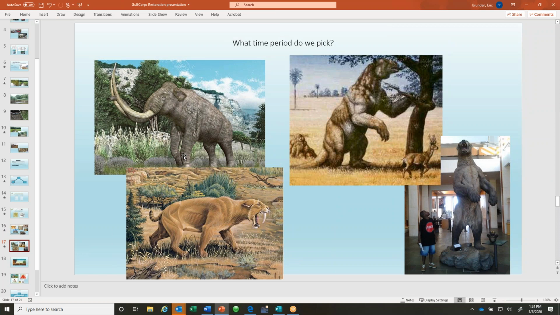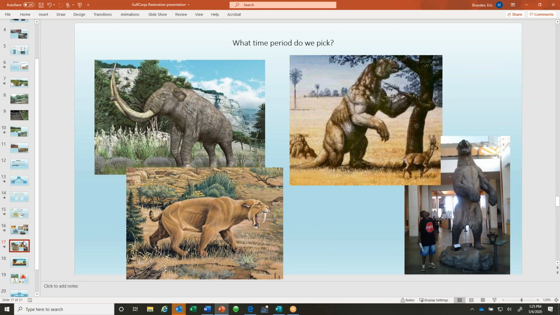So when we talk about restoring and we're trying to get to some past time, well, we can't be ridiculous, right? Although it'd be awesome to have a saber-toothed cat roaming around South Alabama. Not too feasible. And this is a giant sloth. These are all North American large mammals that were here, and there's evidence of them. There's even human documentation of them. No longer here. So how do we pick what time to go back to? Well, we know we can't do this.